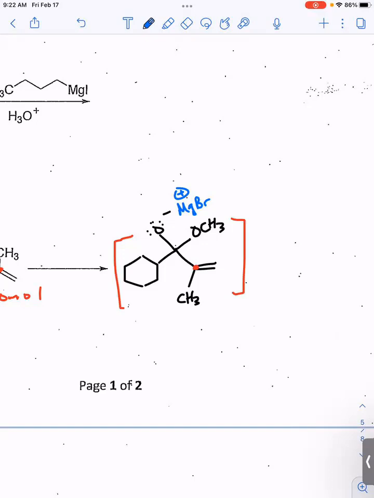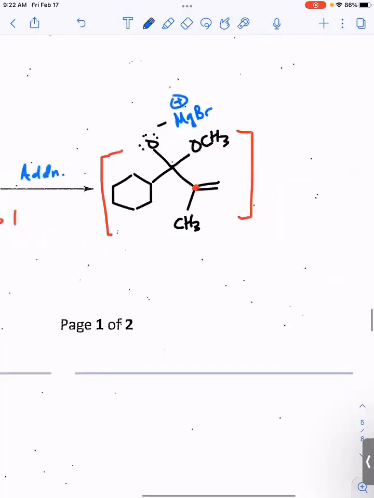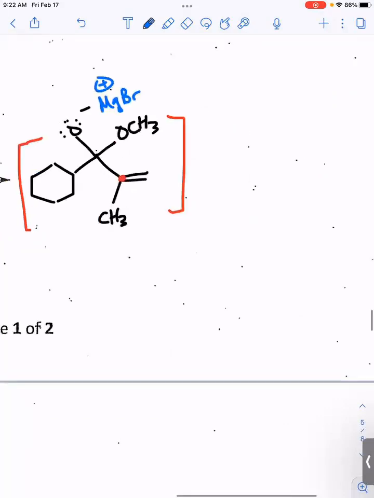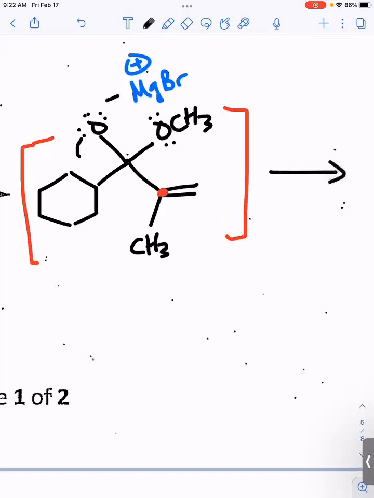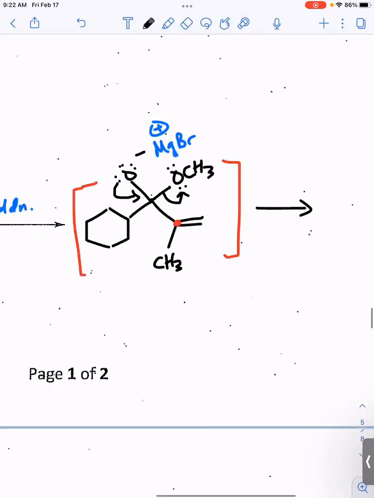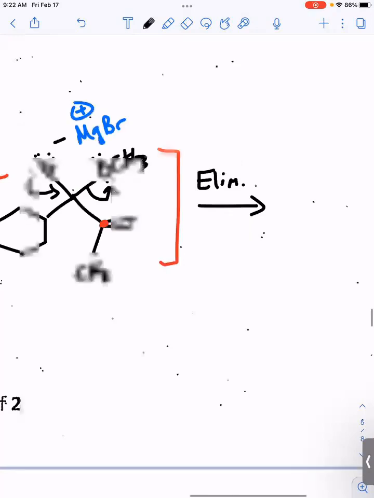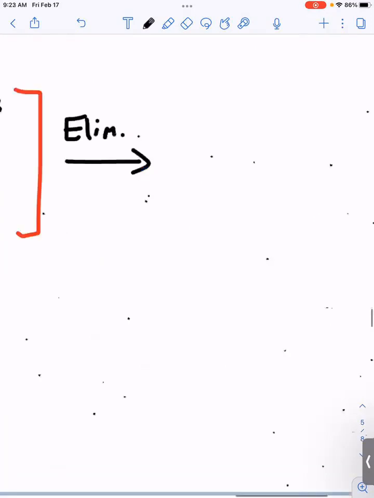All right, so now this is the addition part. But this is not my product. I'm trying to get to the ketone. So I need to eliminate. And when I do that, this is where I lose the OCH3. So I'm going to put the pi bond back here, and then I'm going to lose the OCH3 group. So this is the elimination part. Addition and elimination are the reverse of one another. So I'll get this as my ketone.